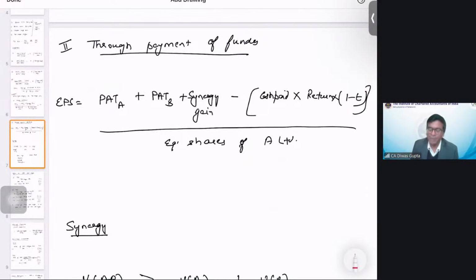Second, through payment of funds. So the earnings per share, in case we are paying through funds, can be calculated as PAT of A plus PAT of B plus synergy gain. So this remains the same, and this is divided by the equity shares of A Limited. Now since we have paid through funds, right? So what we will do is minus whatever cash we have paid multiplied by the return. So this is the opportunity cost.